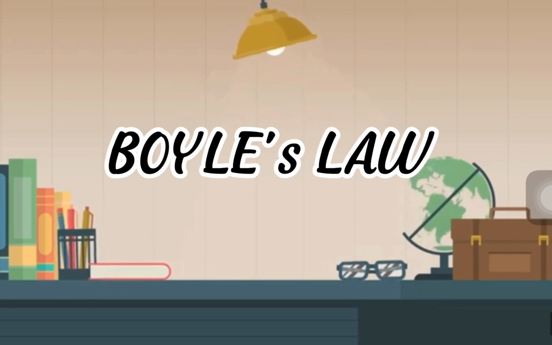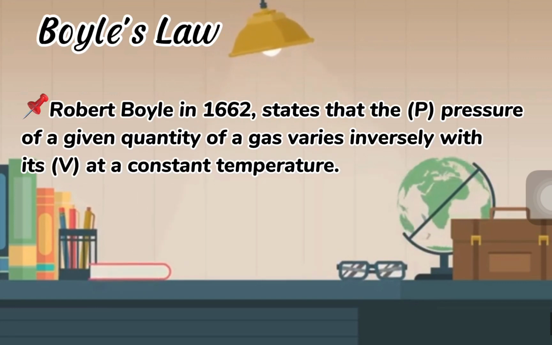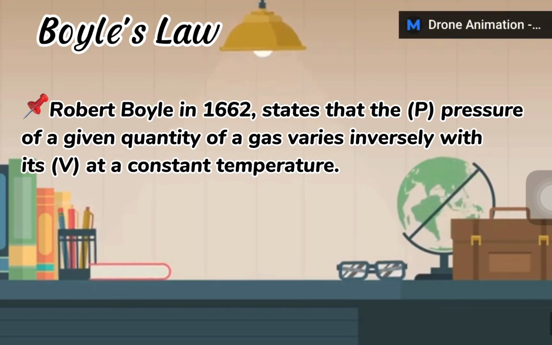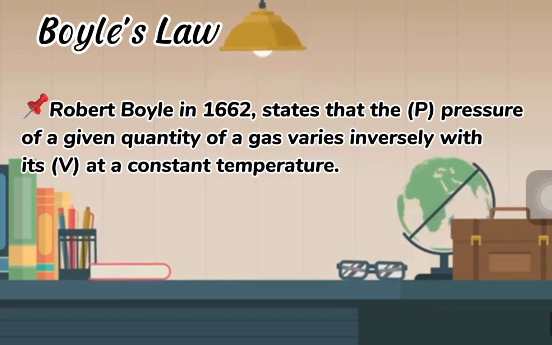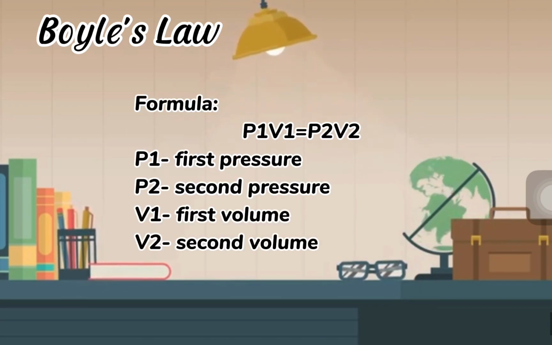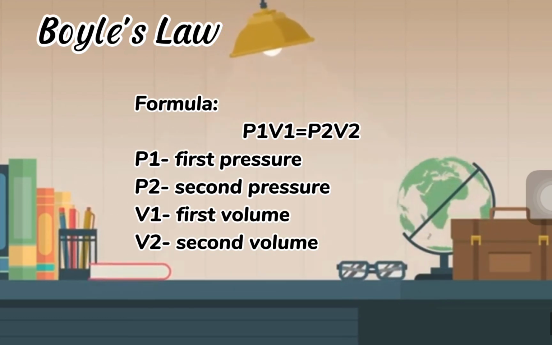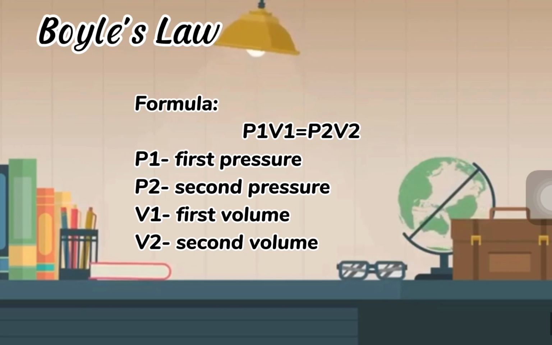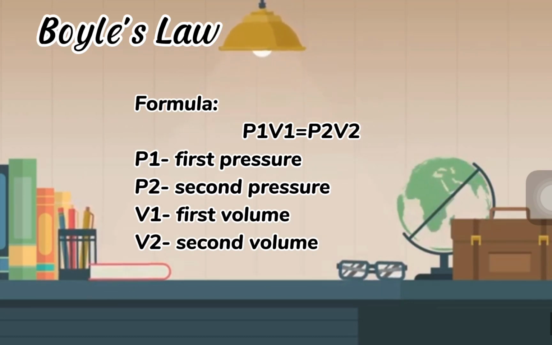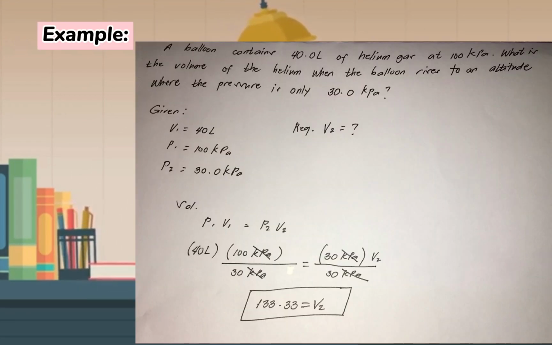Our next discussion is all about Boyle's law. What is Boyle's law? Robert Boyle in 1662 states that the pressure of a given quantity of a gas varies inversely with its volume at constant temperature. Our formula is P1 times V1 equals P2 times V2. Our P1 is our first pressure, P2 is second pressure, V1 is first volume, and our V2 is second volume. Here are some examples of Boyle's law.